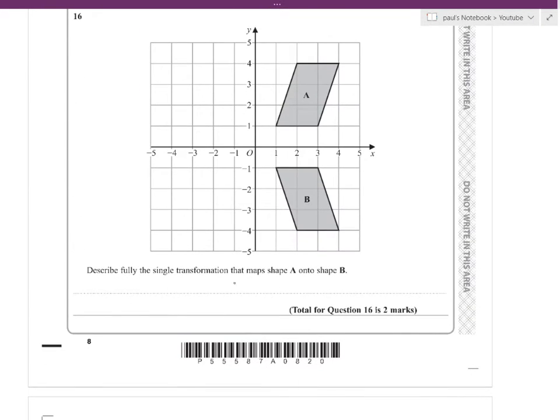Describe the transformation that maps shape A onto B. So this is a reflection in y equals 0.